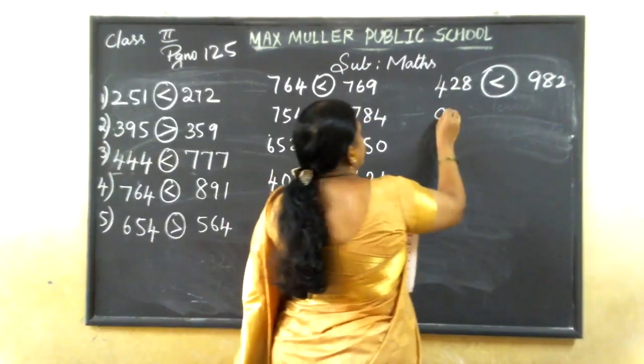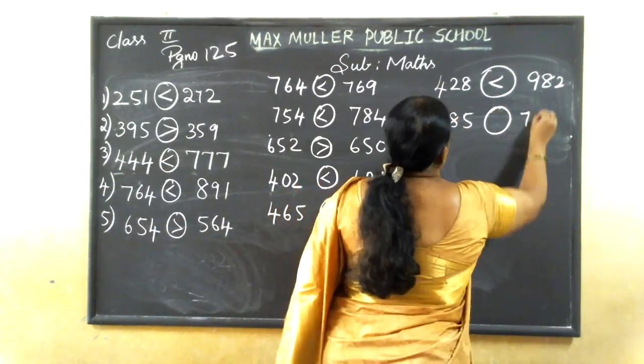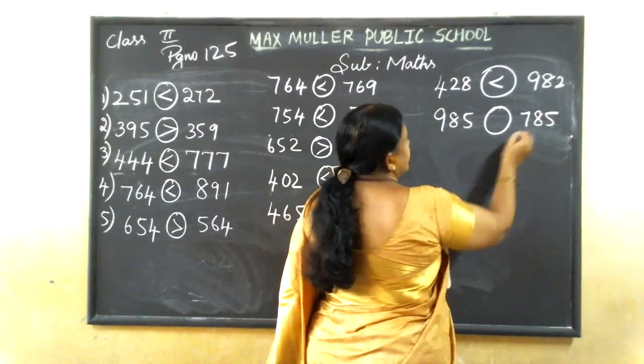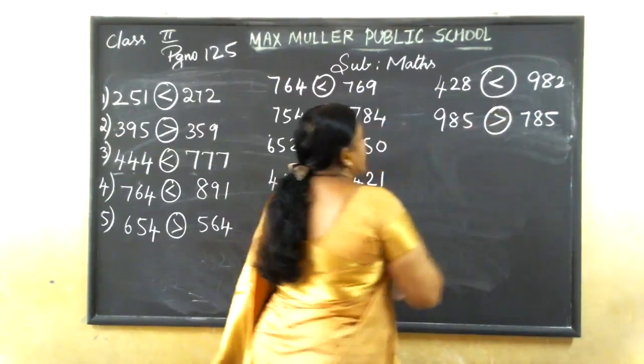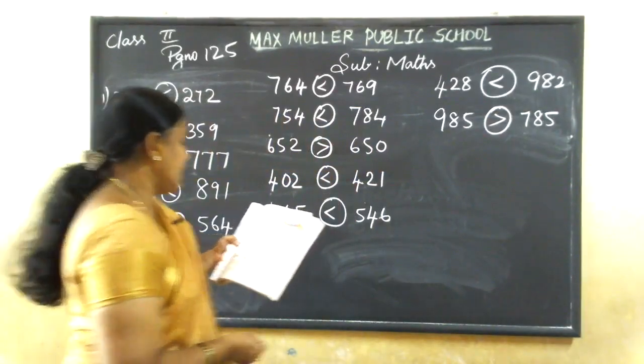Here 985 and 785. See the hundreds place, here 9, here 7. Which one is greater? 9 is the greater. So 985 is greater than 785.